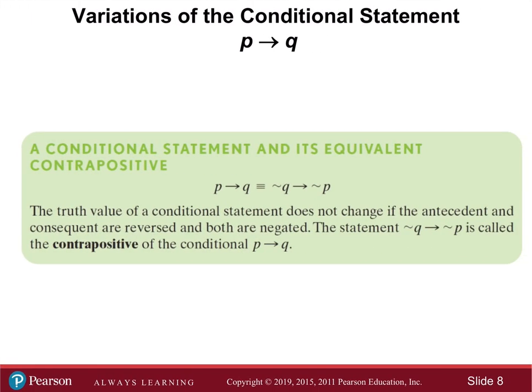Okay. So then variations of the conditional statement P implies Q. A conditional statement and its equivalent contrapositive. P implies Q is equivalent to not Q implies not P. The truth value of a conditional statement does not change if the antecedent and consequent are reversed and both negated. The statement not Q implies not P is called the contrapositive of the conditional statement P implies Q.